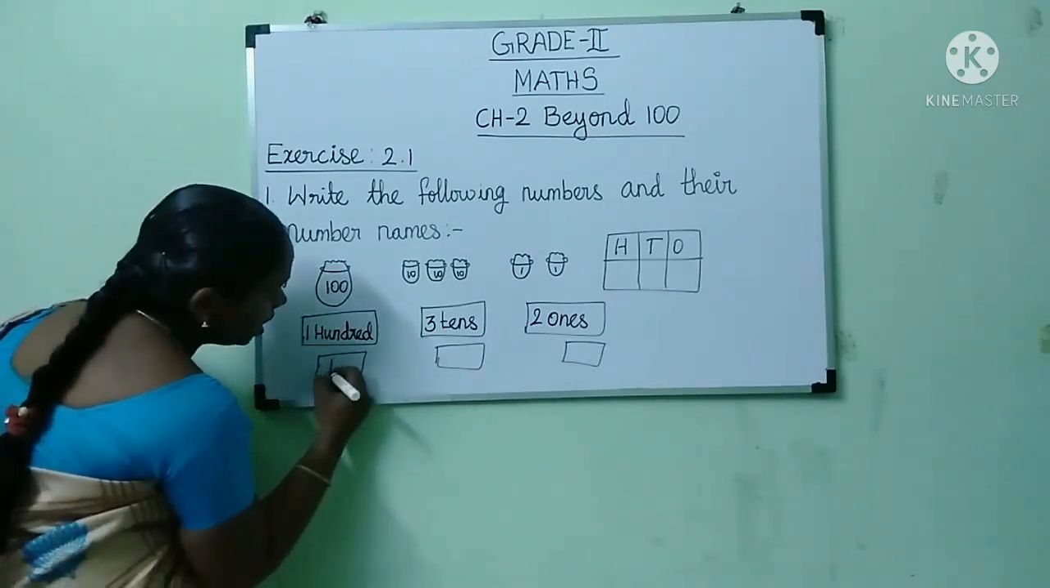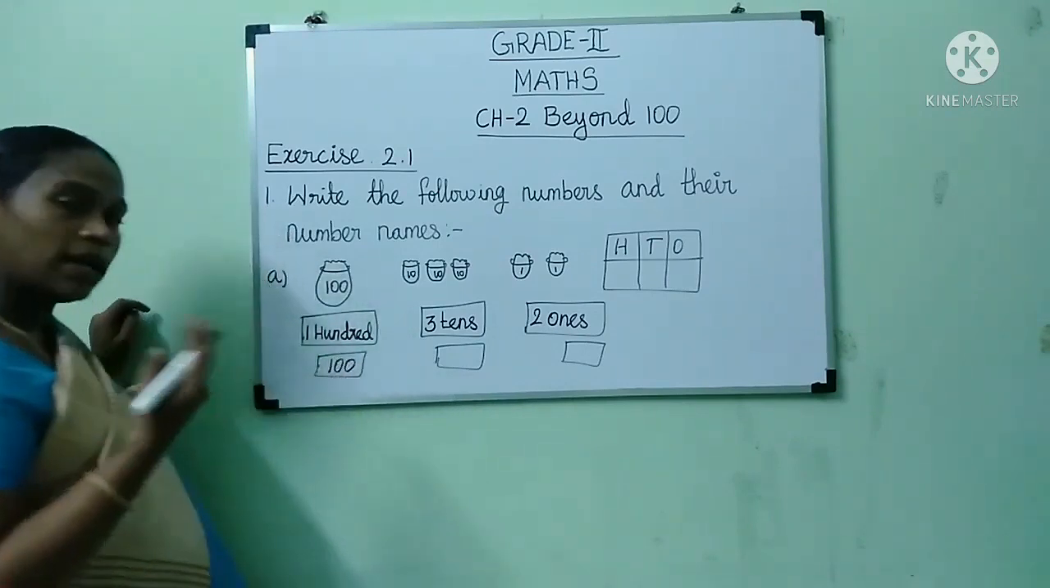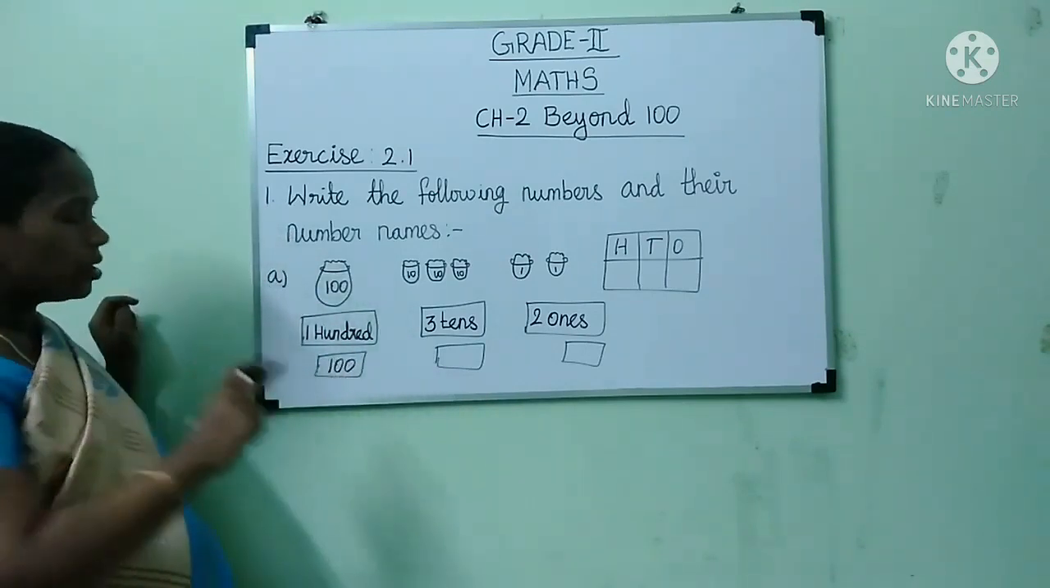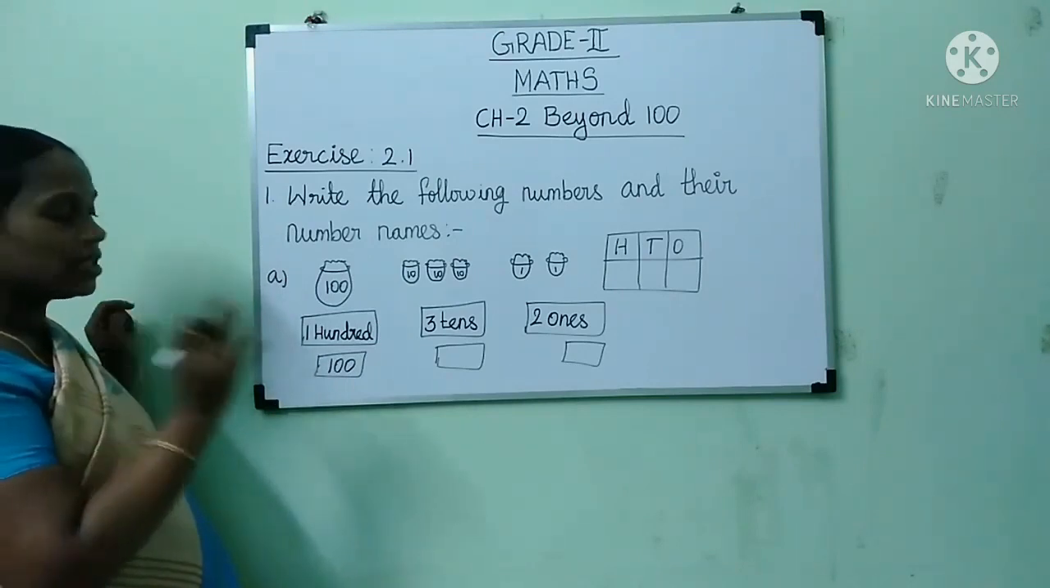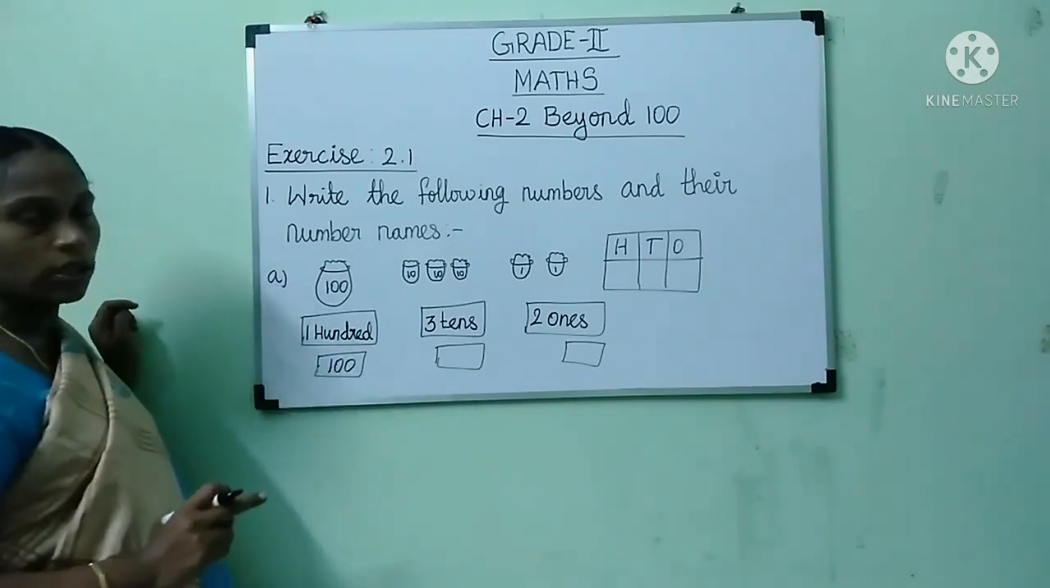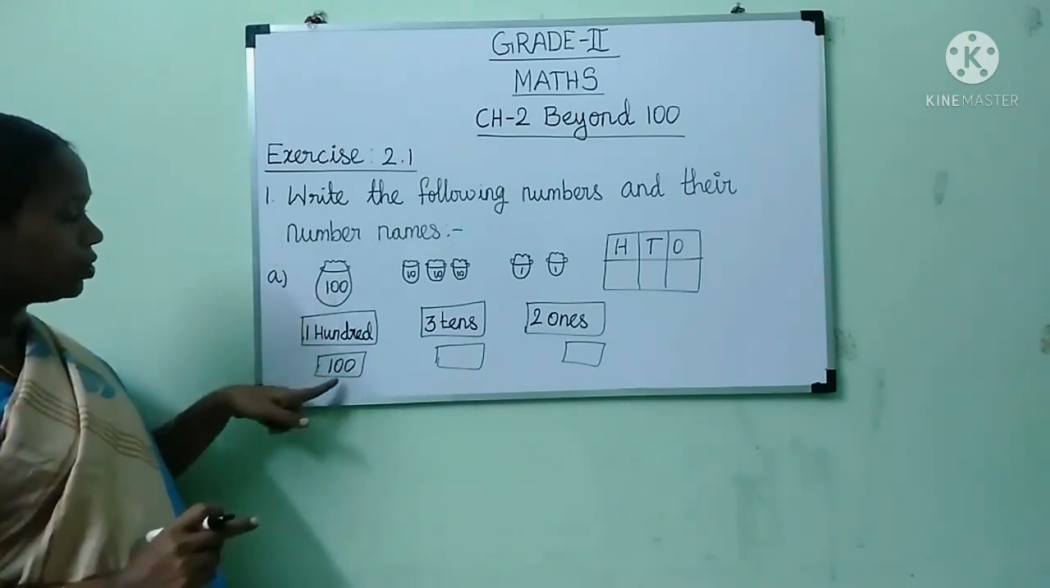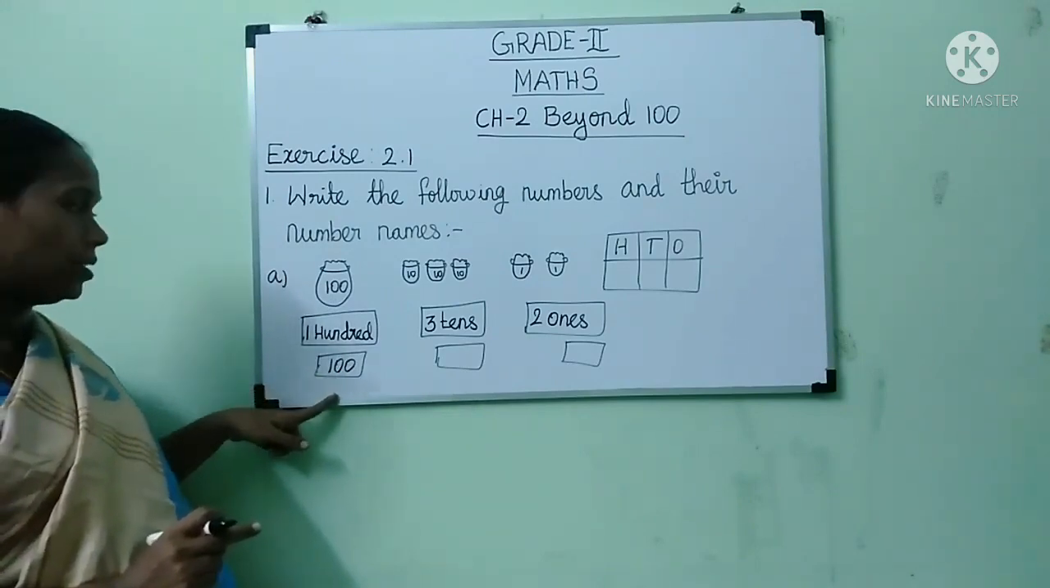100 means you should write 100. 200 means 200. 300 means 300. Here only 100, so you should write in the box 100.